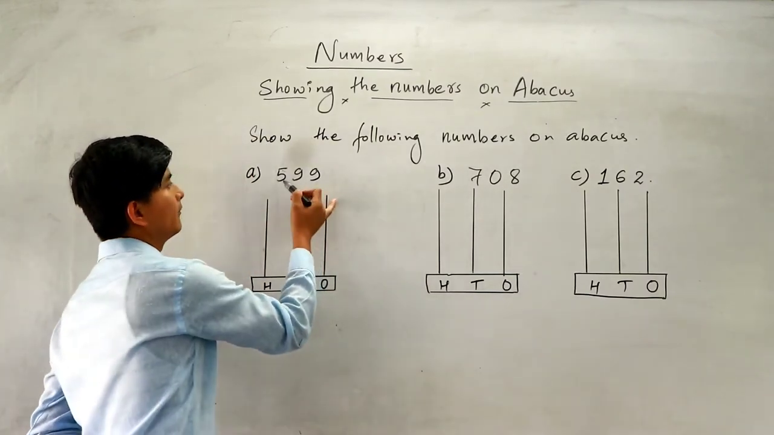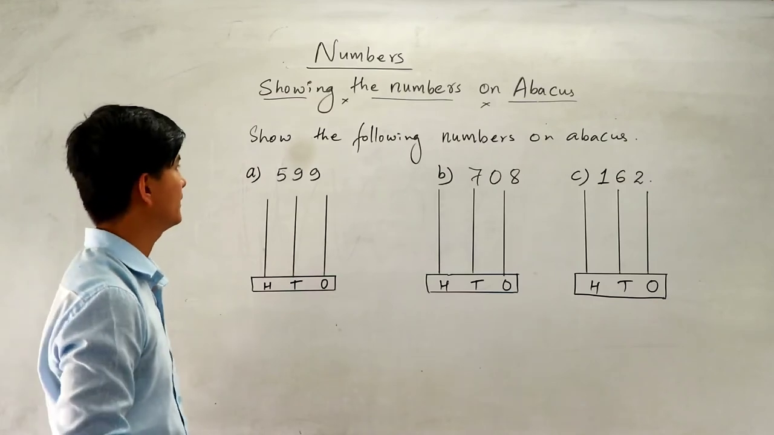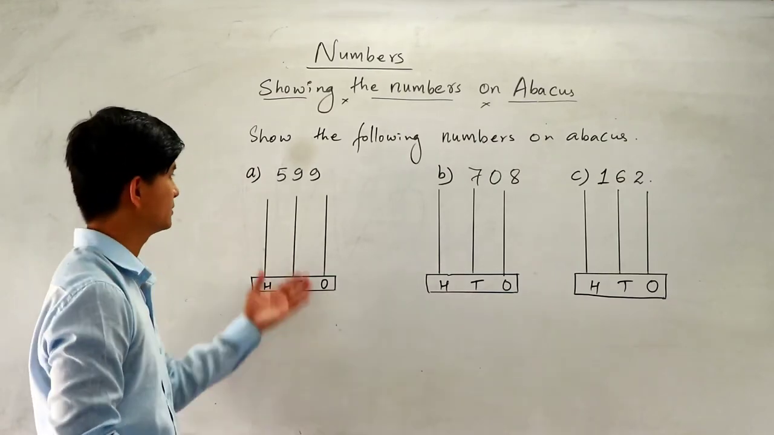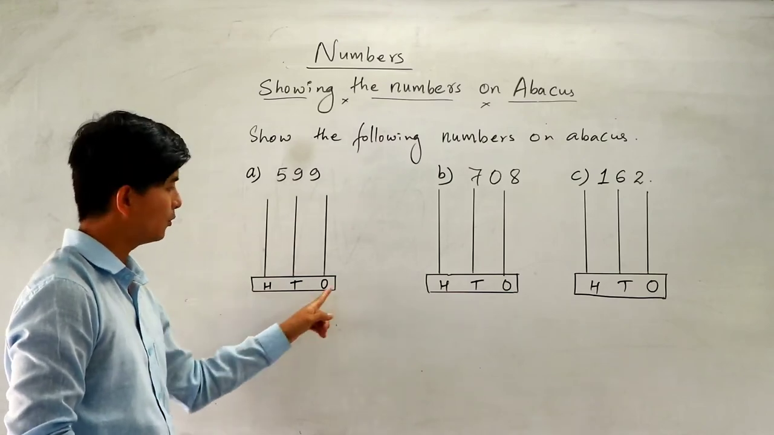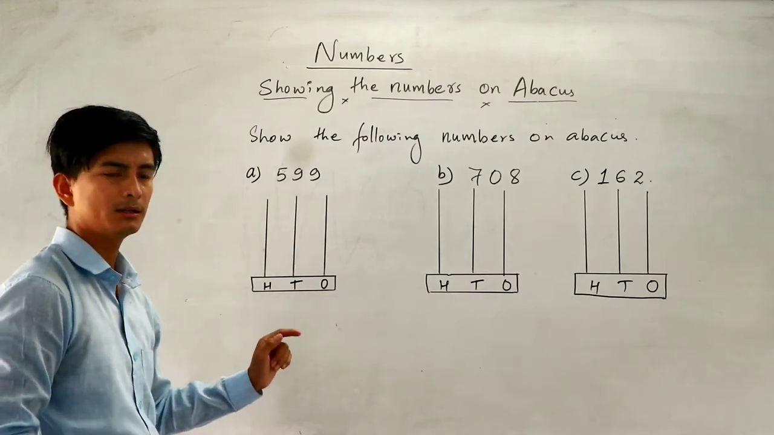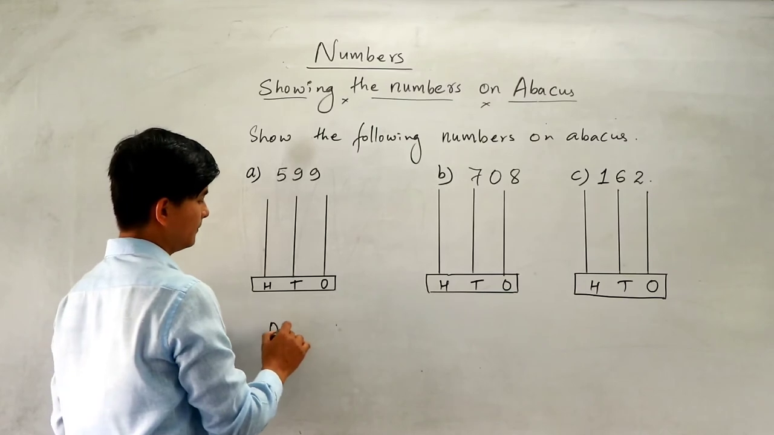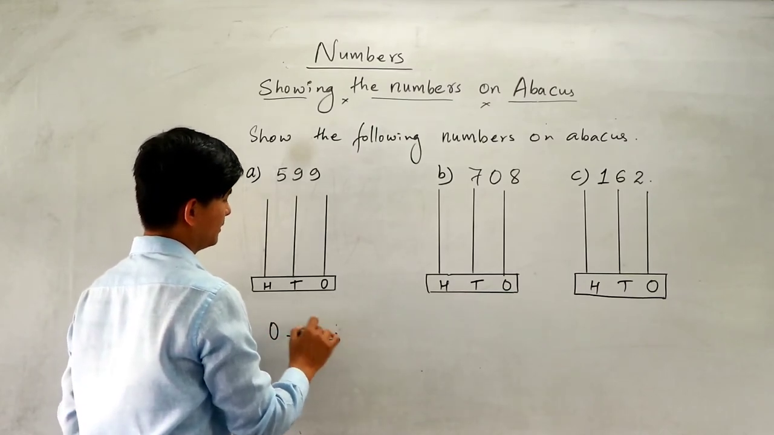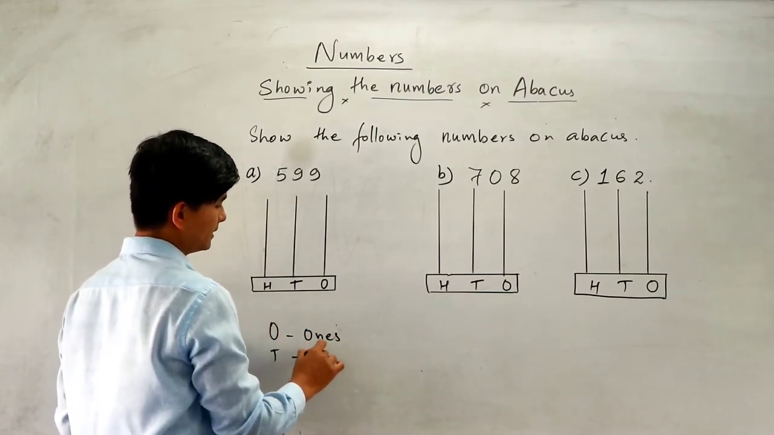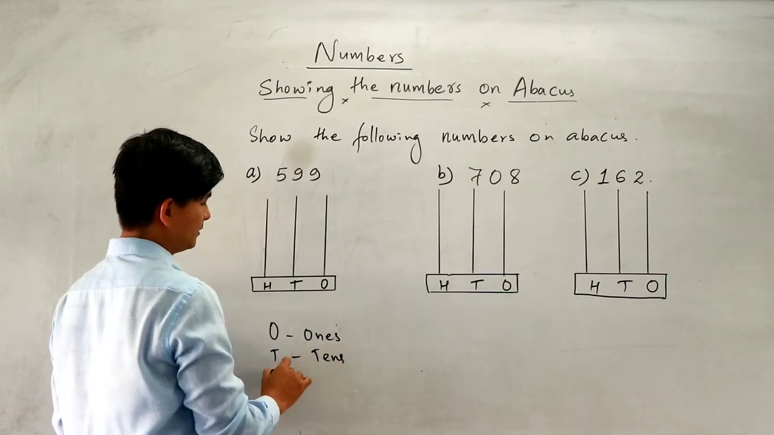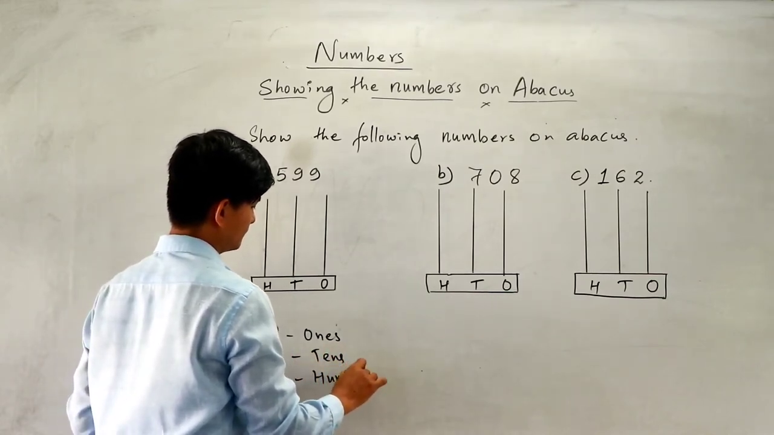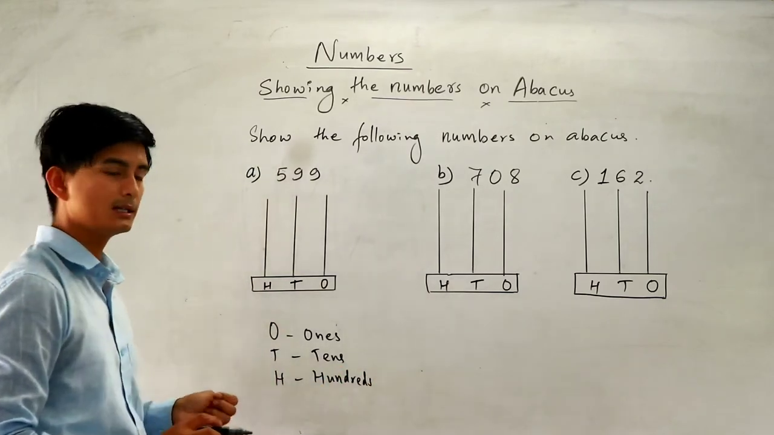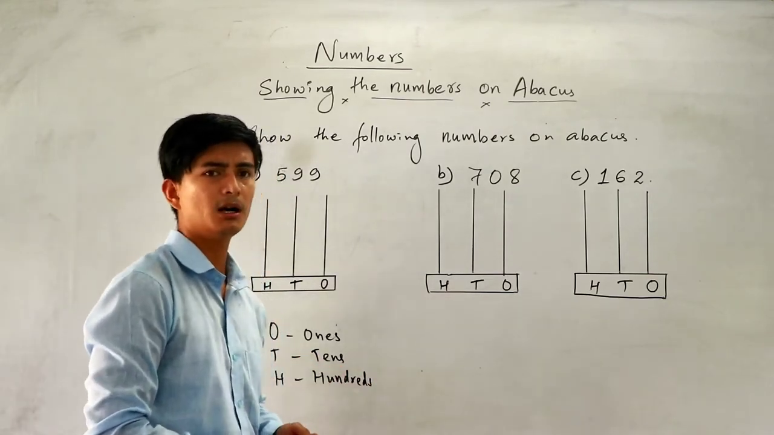599 is given. So for this, we have to put this number in this abacus. What were O, T and H values? O means ones, T means tens, H means 100.